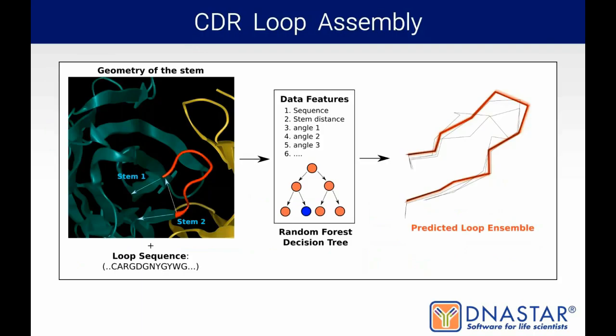For the machine learning approach, we're looking mainly at the H3 loop, which is the hardest of the 6 CDR loops to predict. And what we've implemented in NovaFold Antibody is an approach that can use both the sequence of the H3 loop for this particular query structure, as well as the geometry of the stem. And using both of those features, we can find the best loops from a large dictionary of over 300,000 loop structures that have been mined from the Protein Data Bank. And we can actually return that as an ensemble when you want multiple structures.